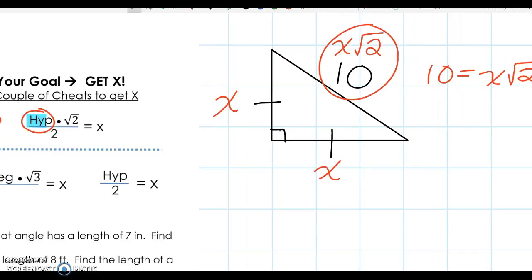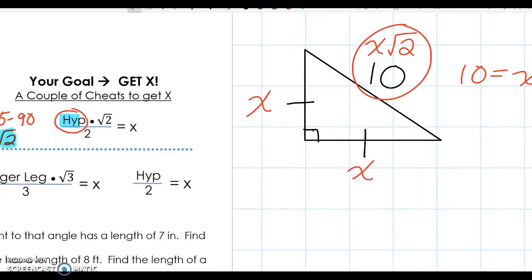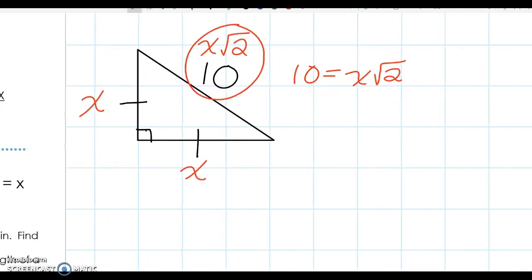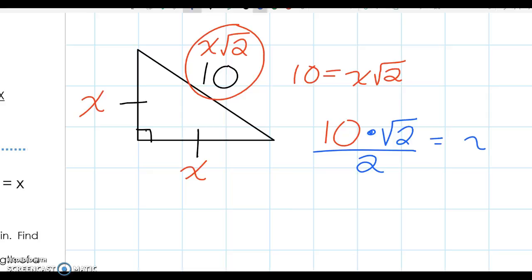So if you take a look at this, what I told you to do with the hypotenuse: you're going to take whatever they give you, multiply by the square root of 2, and then divide by 2. So let's apply that here. They gave us a length of 10. What we're going to do is multiply by the square root of 2 over 2, and that's going to give us x. That's going to give us the length of each of the legs.